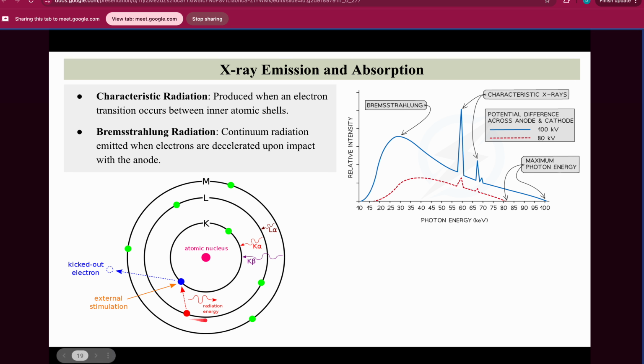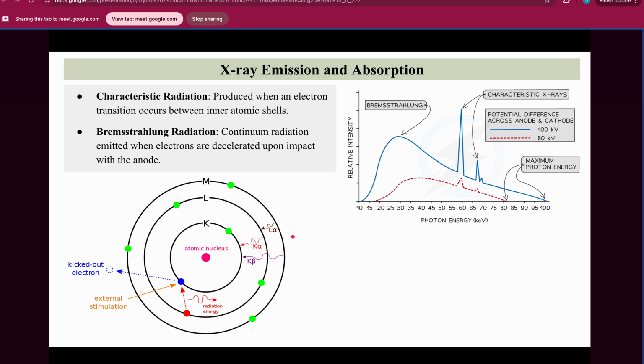When the electron present in the L shell moves to the K shell after the K shell electron is kicked out, the radiation produced is known as K alpha. And if the electron comes from the M shell directly to the K shell, replacing the kicked out electron, the radiation generated after this movement will be K beta. And then there is also L alpha, when the electron from the L shell is kicked out and an electron from the M shell comes to occupy its place. That is known as L alpha.